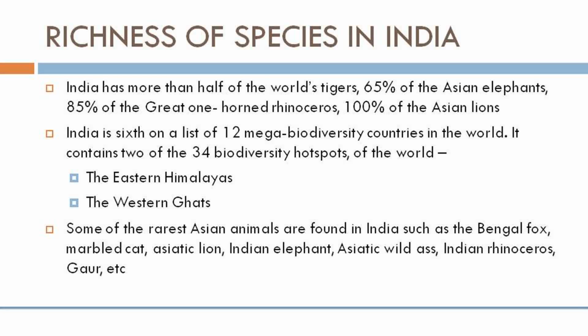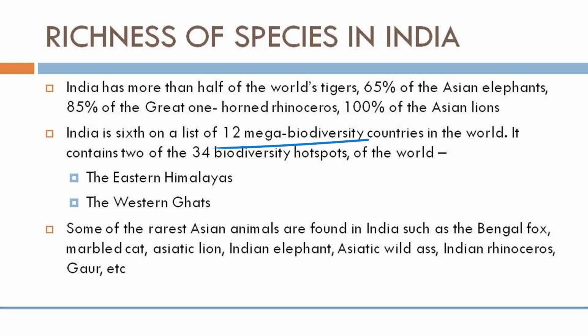India is a blessed country in terms of richness of species. India has more than half of the world's tigers, 65% of Asian elephants, 85% of great one-horned rhinoceros, and 100% of Asian lions. India is 6th on a list of 12 mega biodiversity countries in the world.